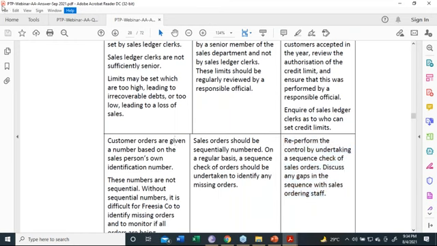Is this clear? The first 6 marks out of the 18 marks. Can I have a yes from all of you? Are you all clear with the first 2 deficiencies, the recommendations, and the test of control? Thank you very much, all of you. Fantastic. Let's continue.